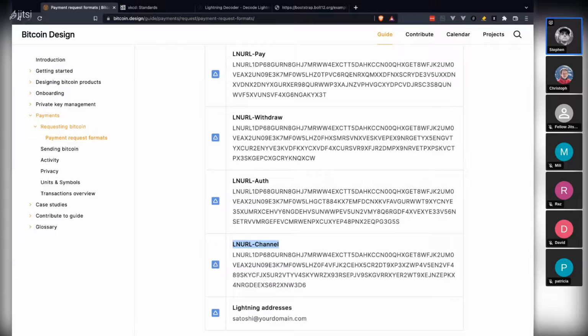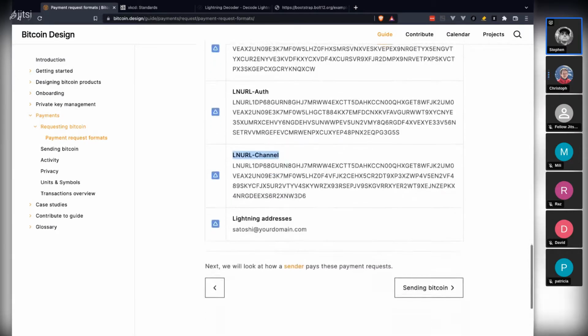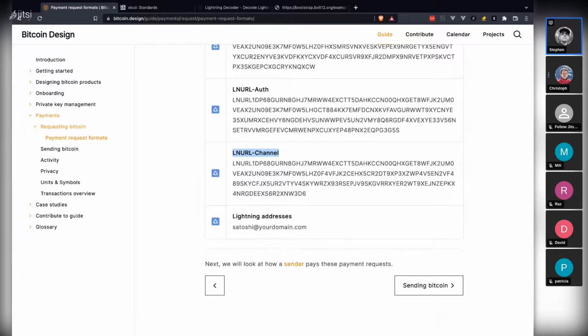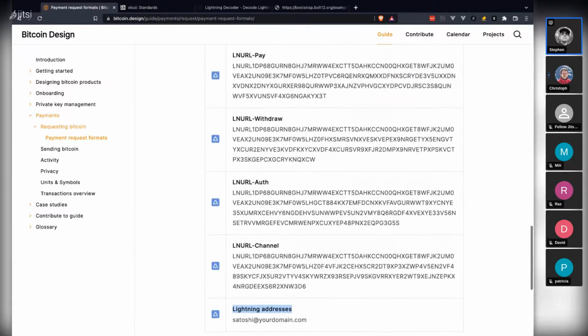Yeah, and then Lightning address. Sorry, go on. And Lightning address is actually something that's built on top of LNURL. It's like a simplification in a way of LNURL that just gives you this simple identifier. But under the hood, it's all LNURL. If that makes any sense.